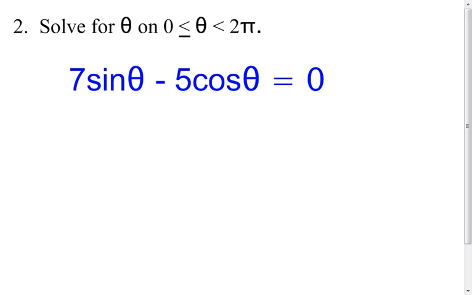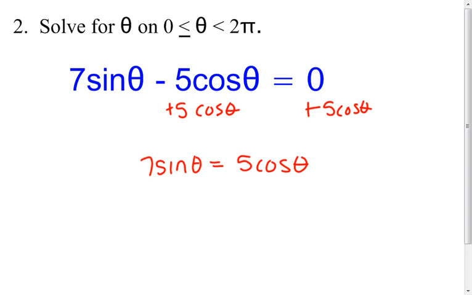All right, and the last one right here. We are going to need to figure out what we can do to get rid of one of these trig functions. Right now, everything is on one side, and I can't factor anything out, so that's not going to help me. I can't separate them that way. So I am just simply going to add this 5 cosine to both sides. And then I will have this.